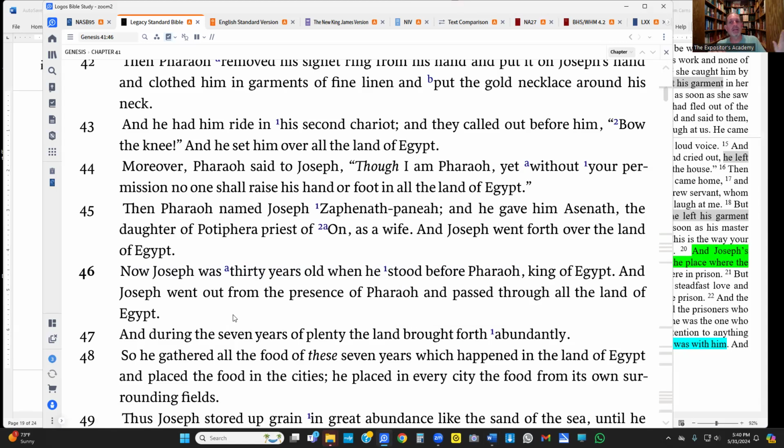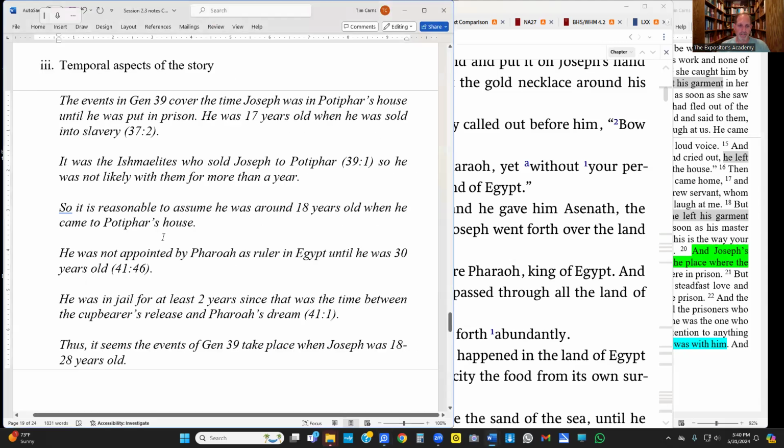We know that he was 28 years old because it's 2 years earlier when he interpreted the dream of the cupbearer. And then, again, 1 or 2 or 3 or 4 years, we don't know for sure, before that when he was thrown into prison. But we definitely know he's between 18 and 28 in the whole chapter. And then probably at least 8 years, maybe 9 years, he stayed in Potiphar's house. Okay, hopefully that makes sense.